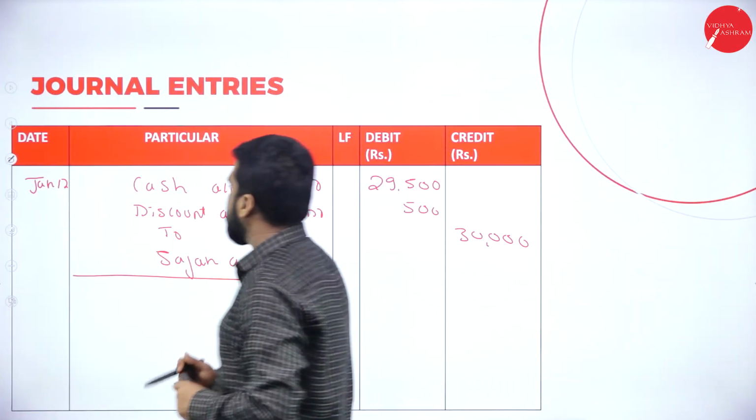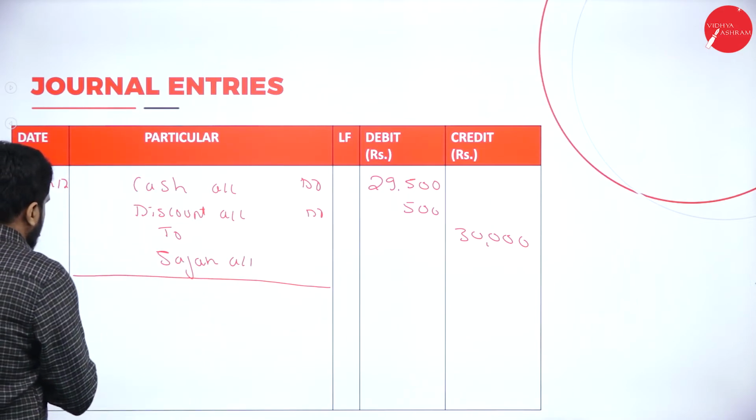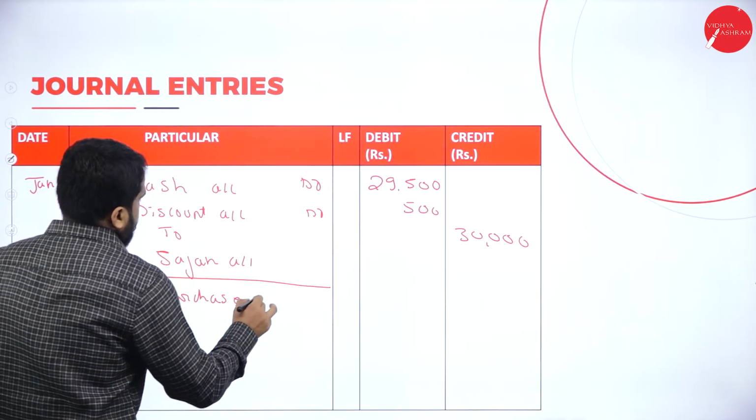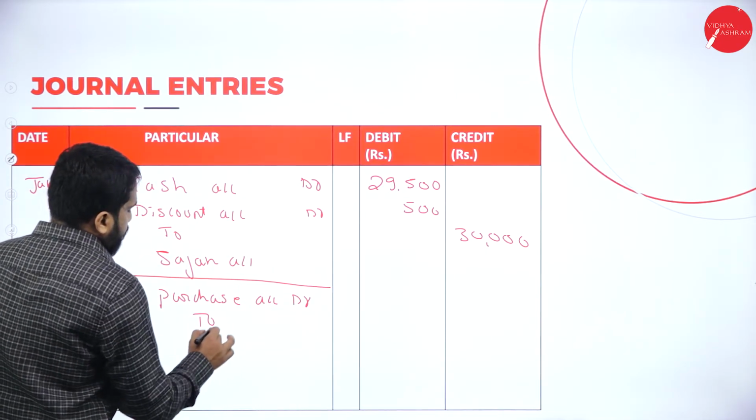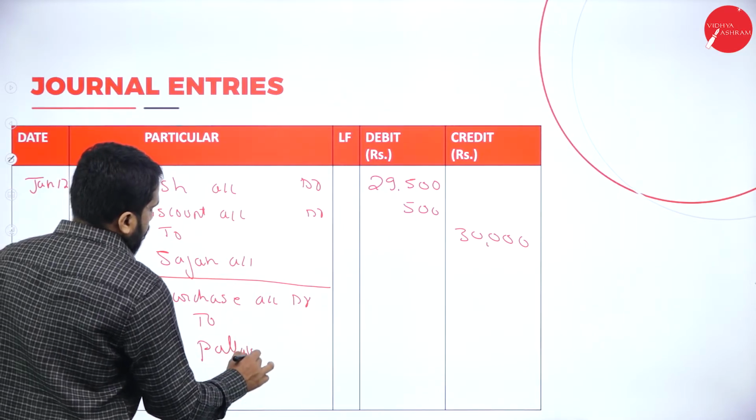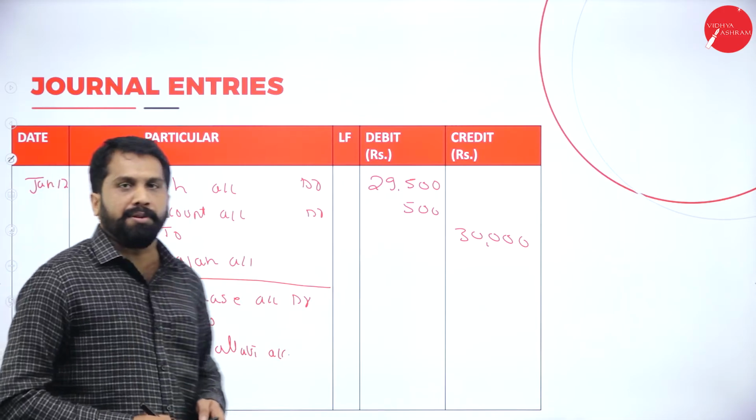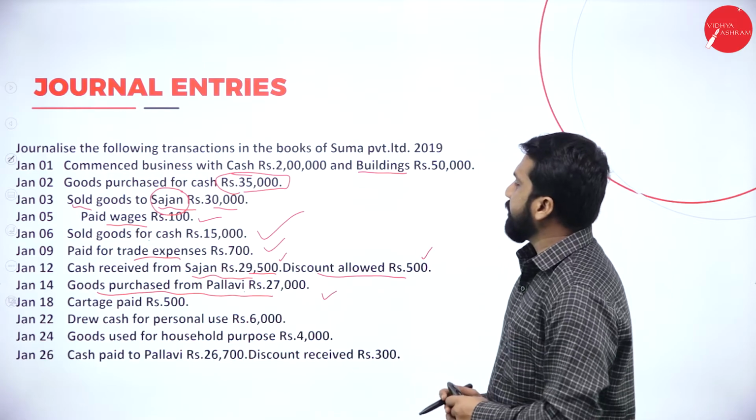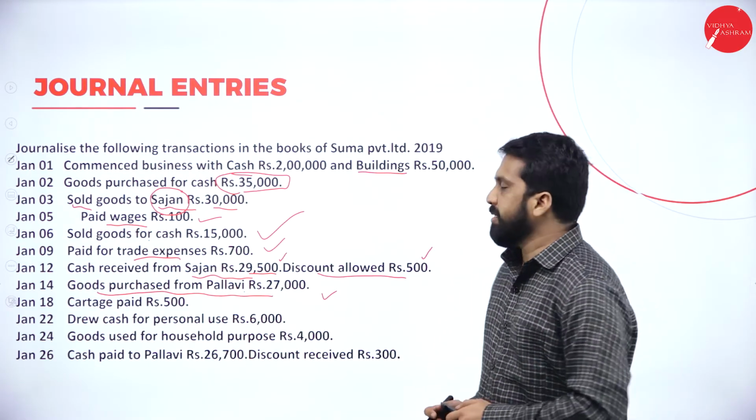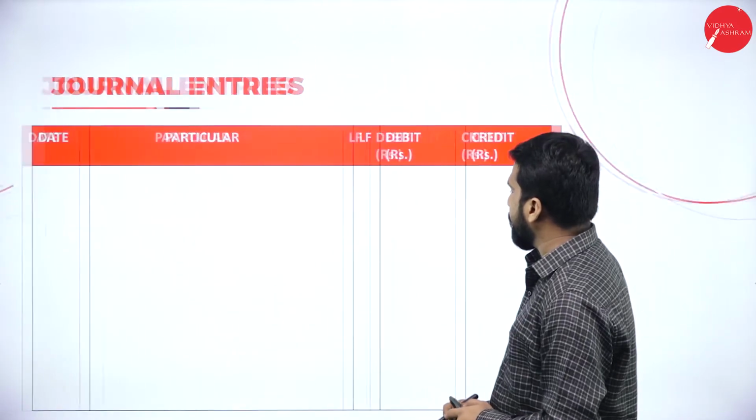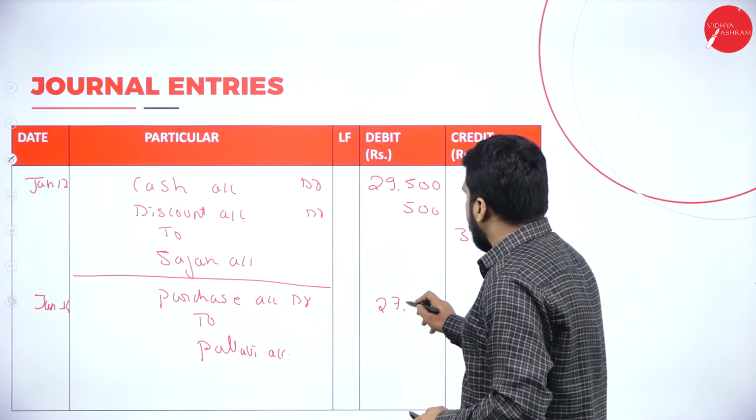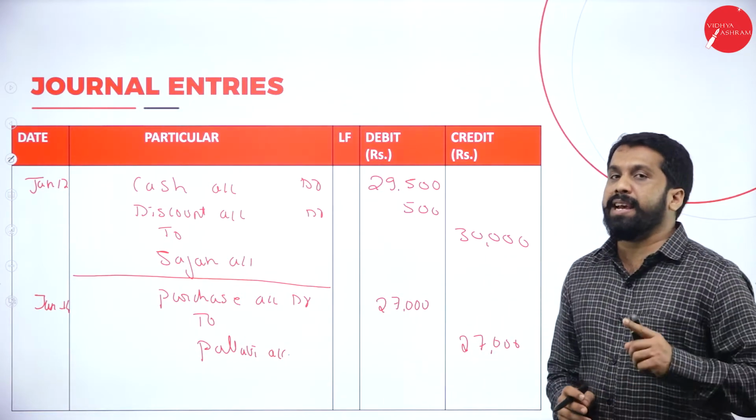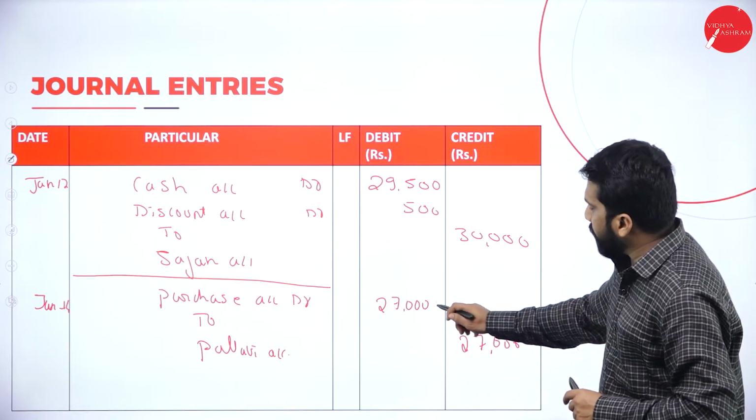January 14th, purchase account debit to Pallavi account. What is the amount? The amount is 27,000. Now, 27,000 as well as 27,000. Up to this, any doubt? No. So see, here also 27,000, here also 27,000.